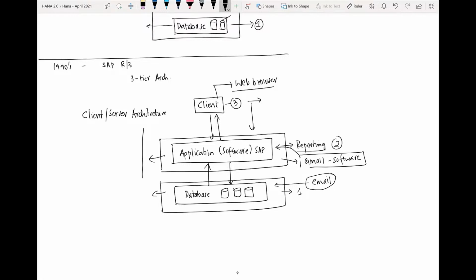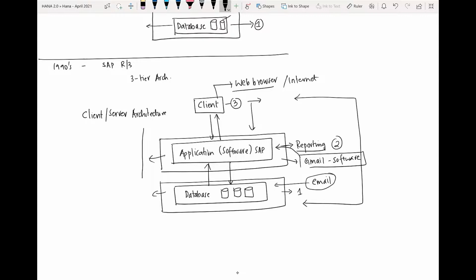This system can exist anywhere in the world. It doesn't matter. As long as you have a web browser and an internet connection, you just connect to that application and you're able to access your email. Does that make sense for everybody? So this is what the client server architecture is, and this is the current architecture that SAP uses.